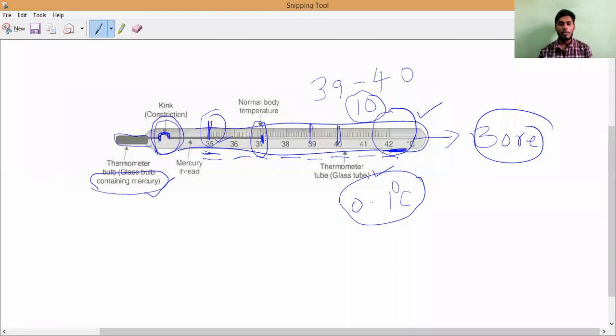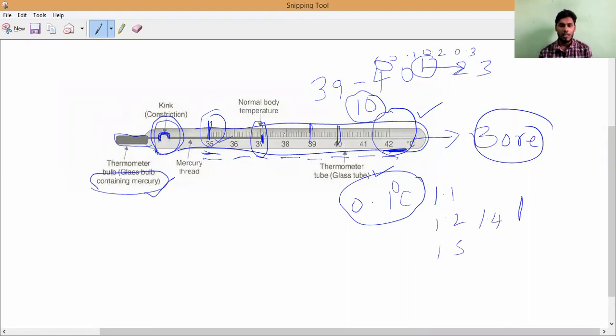So from 1 degree to another degree, like our scale, our scale has 0, 1, 2, 3. After 0, what will come? 0.1 centimeter, 0.2 centimeter, 0.3 centimeter. Like that. After 1, how much will it become? 1.1, 1.2, 1.3, 1.4.